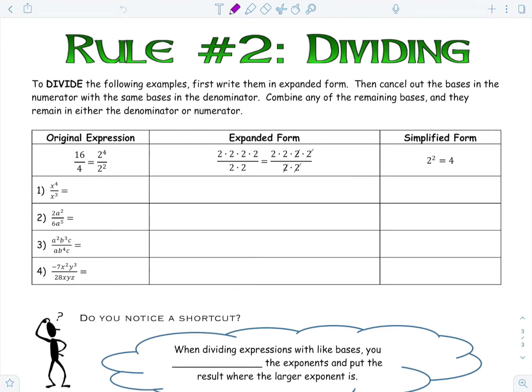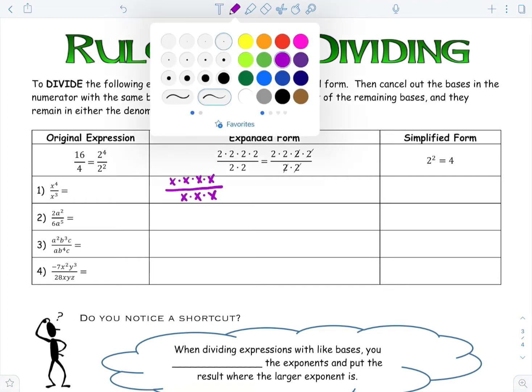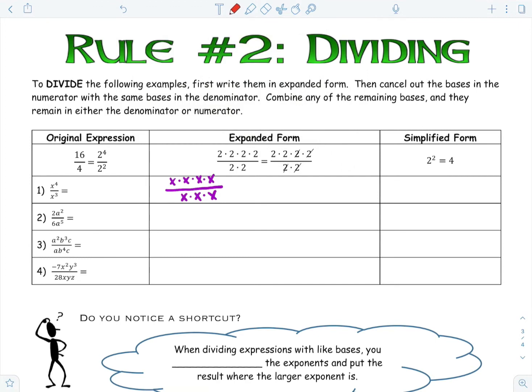So here we are. Number 1, we have x to the 4th over x to the 3. So what we're going to do here is expand the top and the bottom. X to the 4th is just x times x times x times x. That's our expanded form. And x to the 3rd is x times x times x. Now that we've expanded, we're going to cancel out the bases in the numerator with the same base in the denominator. And all we have is one base, x. So this should be easy.